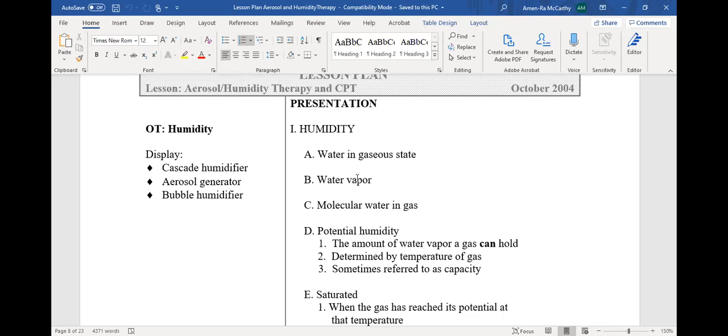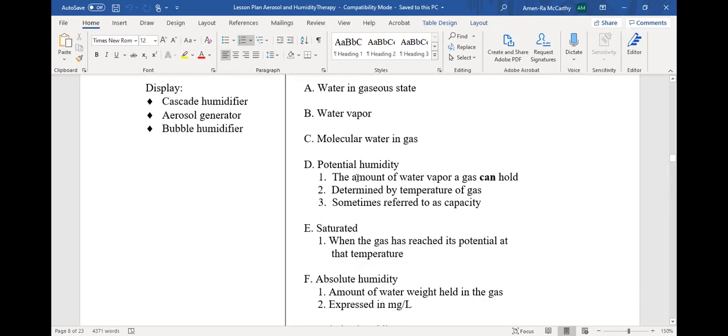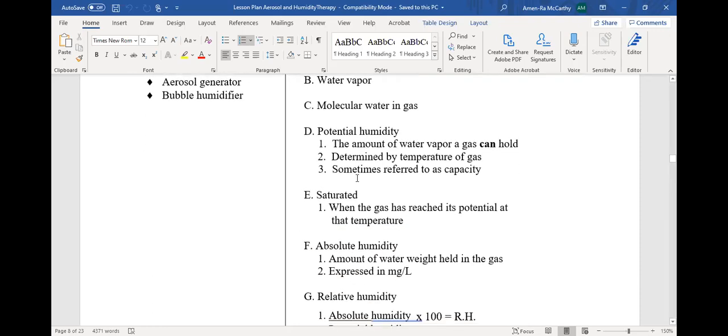Clammy feeling is hot. Yes, that's humid. That's humidity. Can't see it, but it is there, very much there. Now, when we talk about humidity, there's a couple of terms that we need to understand. The first term is potential humidity. The potential is the amount of water a gas can hold, okay? The amount of water that a gas can hold will be the potential humidity.